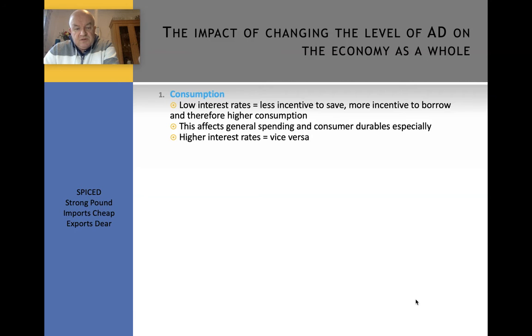If we take the opposite, though, if we've got higher levels of interest rate, the opposite is the case. So there's a greater incentive to save, less incentive to borrow, and as a result of that, that's going to lower consumption. So you can see in this instance, depending on whether we're going for higher or lower interest rates, that can have a fundamental effect on consumption, and as a result, aggregate demand too.